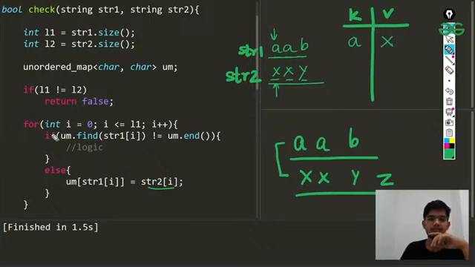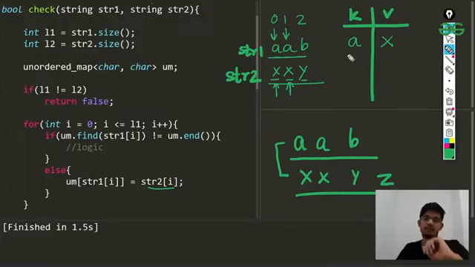Okay, now for the second, that is for i equals 1. For i equals 1, it is again going to be checking. And how it is going to be checking now: it will be going into this, because we have already found A with some values. We have already found str1 of 1, which is present here.